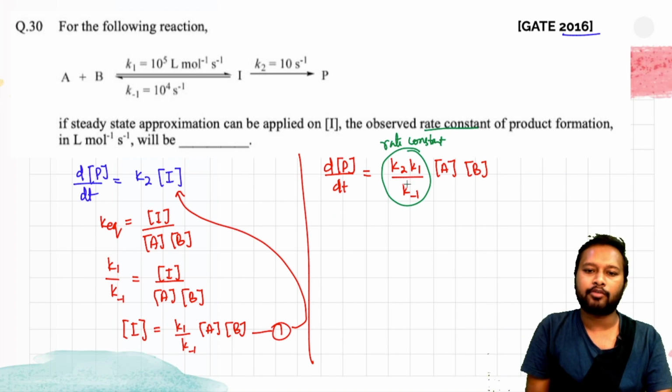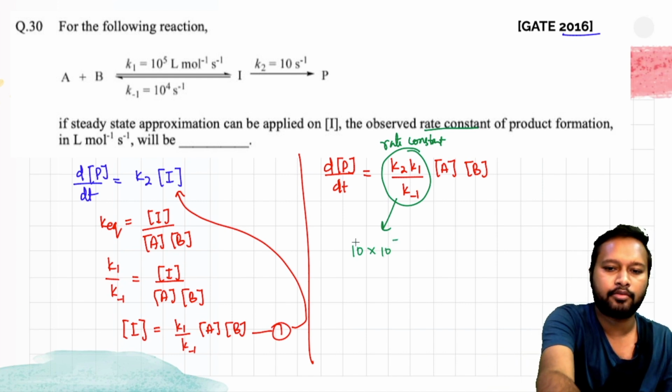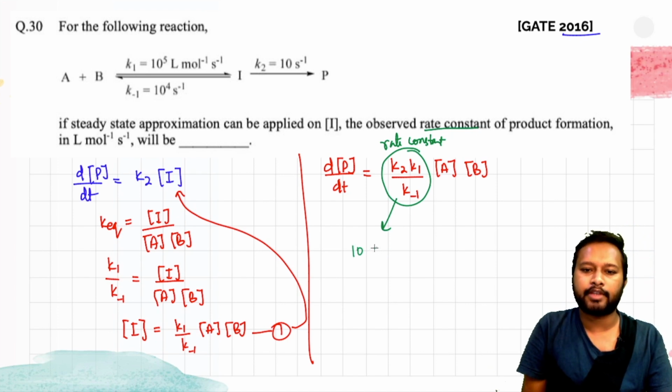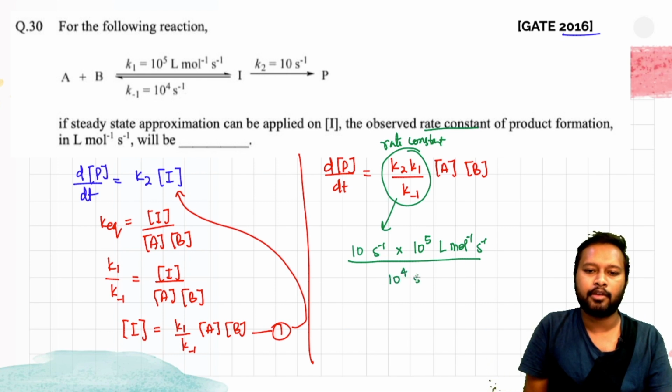So this is the value which we have to calculate. According to the question, we have to calculate the rate constant. So let's just find out this, whatever I have circled. So this can be calculated as follows. K2 is 10, K1 is 10 to the power 5, right? And let's write down the units also, that will be fun. So K2 is 10 second inverse, multiplied by K1, 10 to the power 5 liter per mole per second, and divided by K minus 1, that is 10 to the power 4 second inverse.